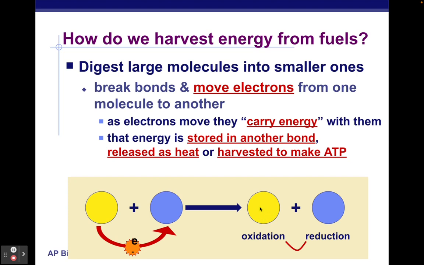Oxidized, lost an electron, has less energy. Reduction, gained an electron, has more energy. All right, let's keep going. Oh, here we go. Sorry, I forgot these were here.